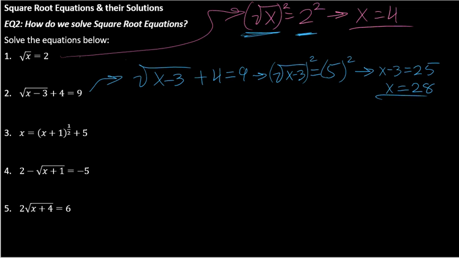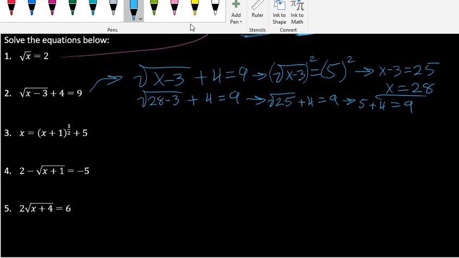Okay, and we can go ahead and check our work just to make sure. So if I throw a 28 in here, 28 minus 3 plus 4 equals 9. 28 minus 3, well, that's going to give me 25. Square root of 25 is 5. And 5 plus 4 does in fact equal 9. So I know my answer is correct.